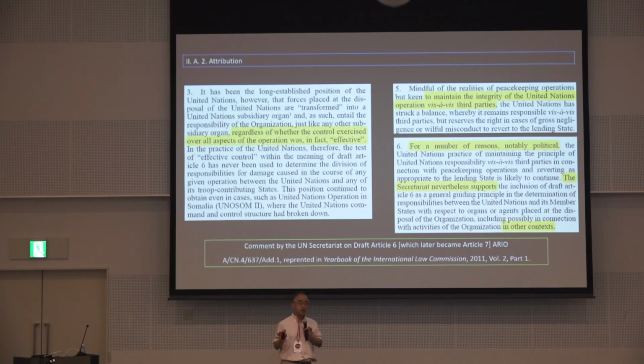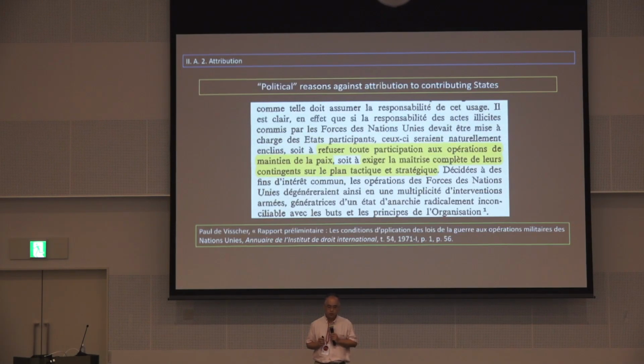Even if the UN exercises no effective control, it is always attributable to the United Nations, for a number of reasons, interestingly, notably political reasons, not legal reasons. Legally speaking, this article is fine. We can support this article in other contexts. That's all right. But for political reasons, as far as peace operations are concerned, we cannot accept this. What are those political reasons? This was already said 50 years ago.